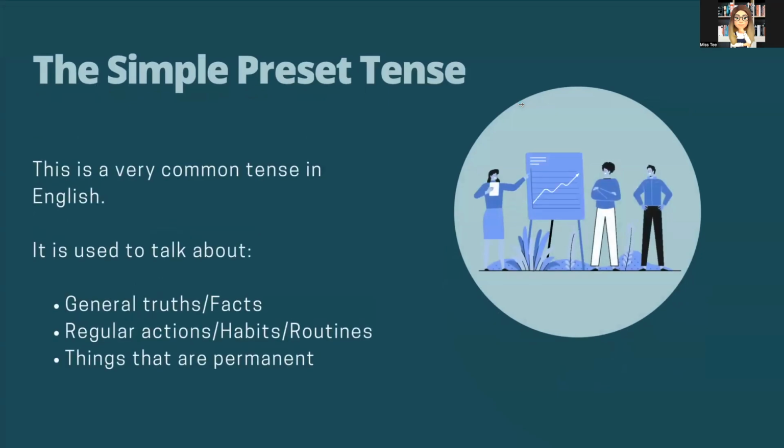So for the simple present tense, this is a very common tense in English. It is used to talk about general truths or facts, regular actions, habits, or routines, and things that are permanent. So something that is in a stable condition and doesn't change or won't change in the near future.